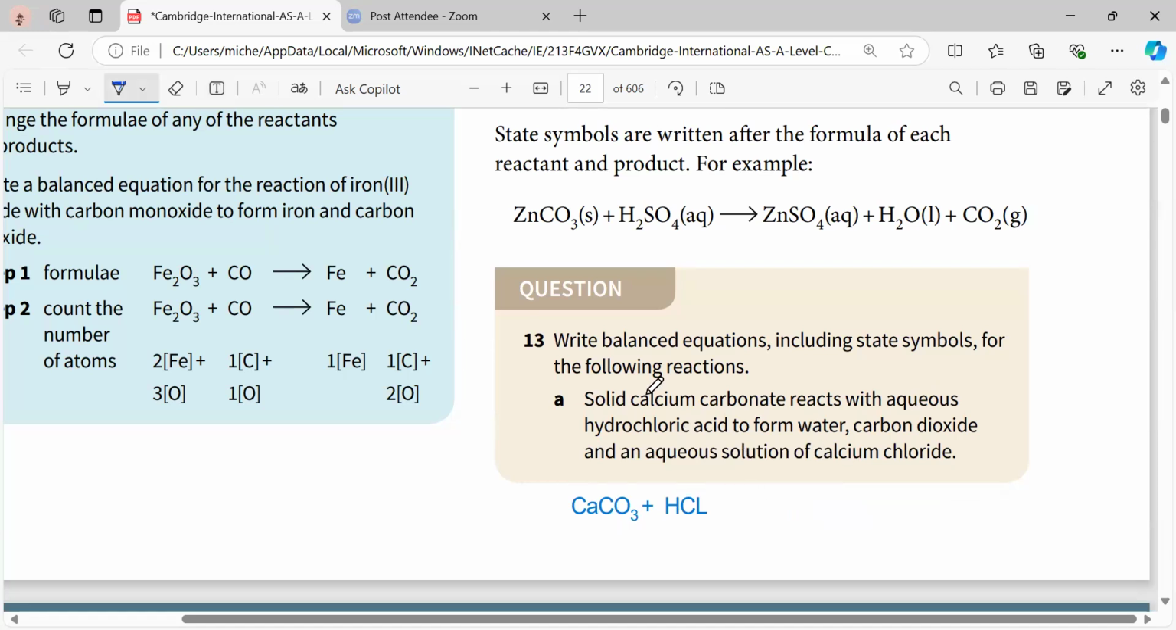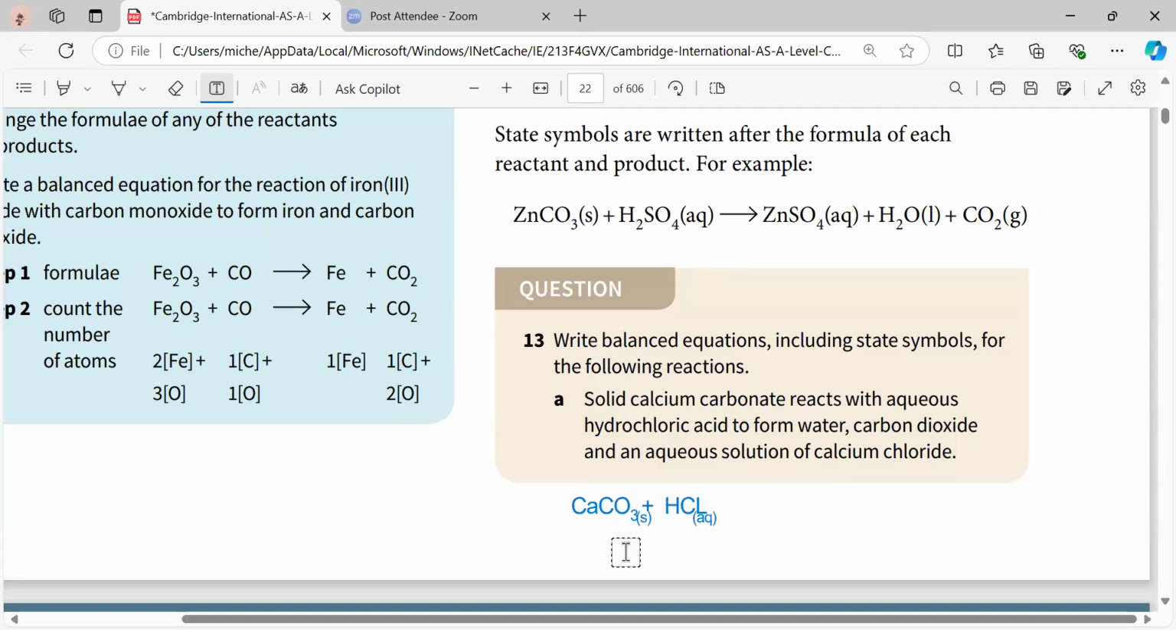Okay, so now to form... So solid calcium carbonate reacts with aqueous. I almost forgot once again to write this one. So we need to actually add this S and then AQ right here. Since this is already stated in the question, we have to include that. Okay, so here we have it.